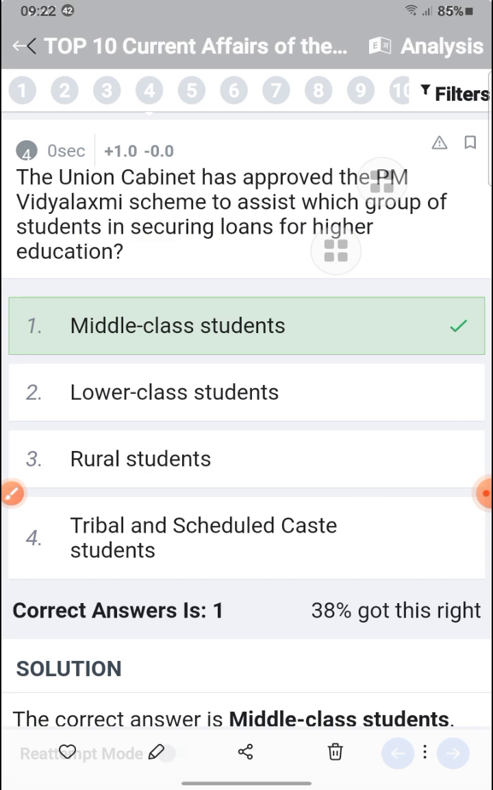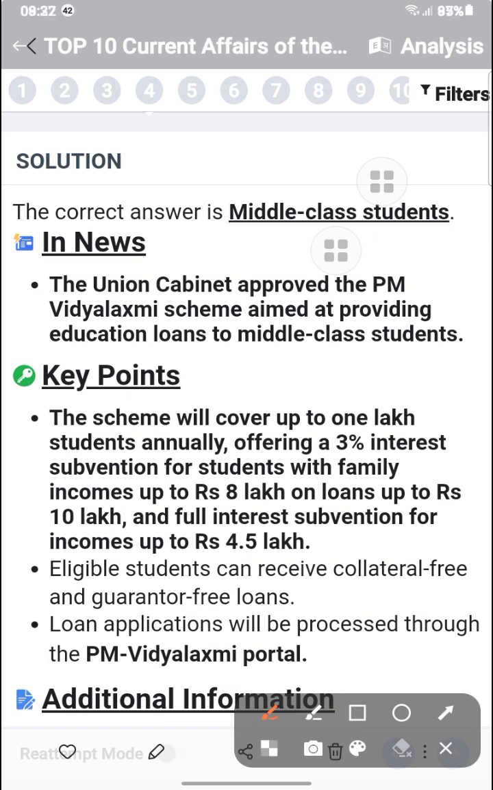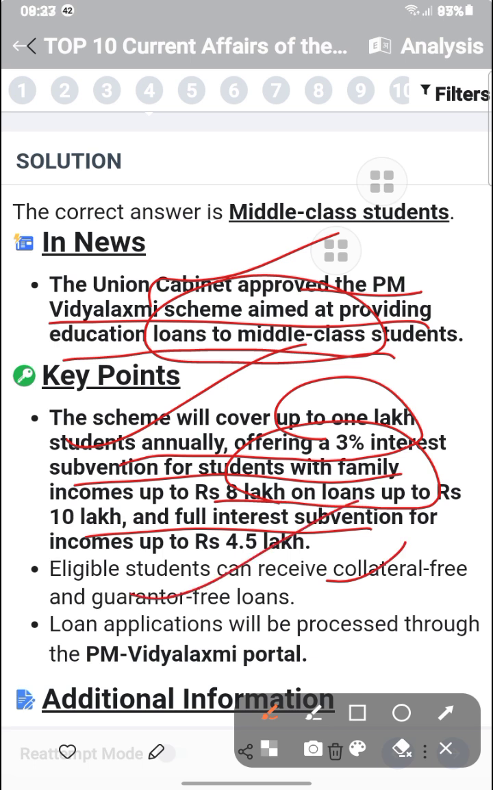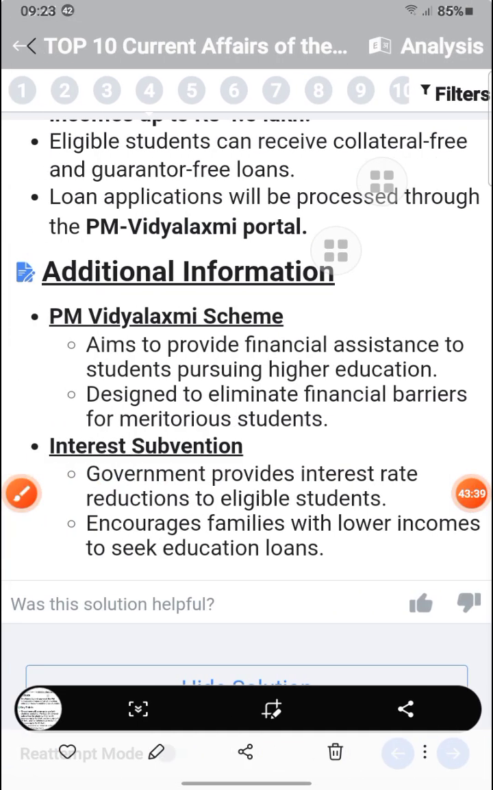The Union Cabinet approved the PM Vidya Lakshmi scheme for middle class students. PM Vidya Lakshmi provides education loans to the middle class with 3% interest subvention on loans up to 8 lakh rupees. Eligible students can receive collateral-free, guarantee-free loans under PM Vidya Lakshmi, aimed at providing financial assistance for higher education.